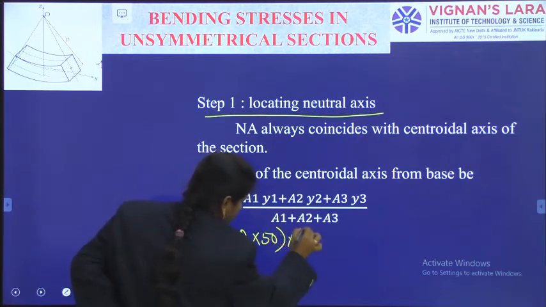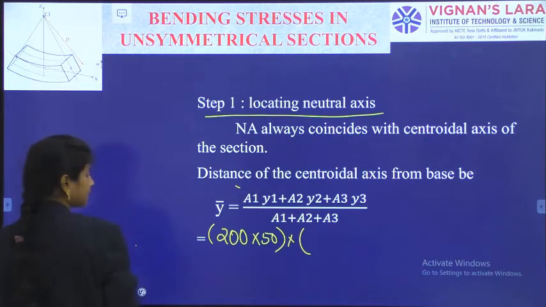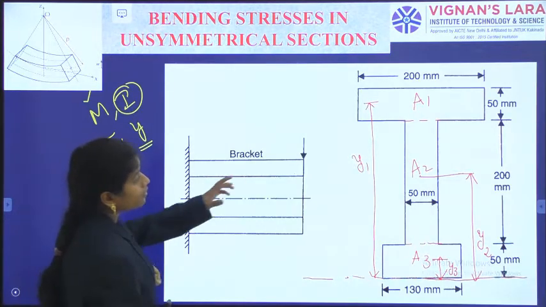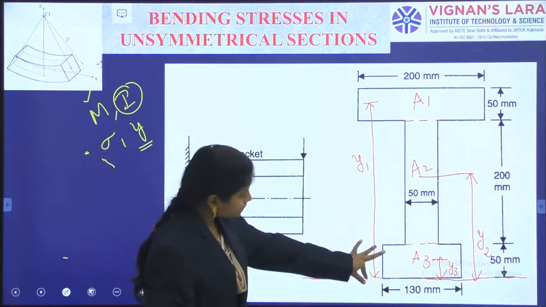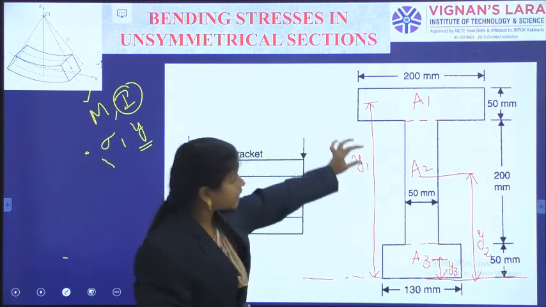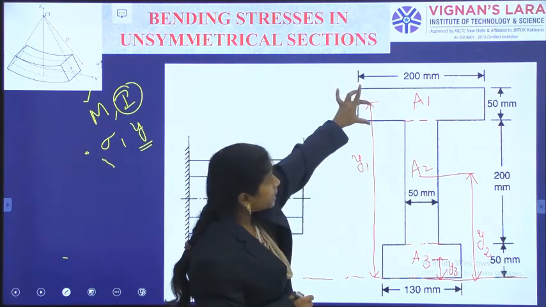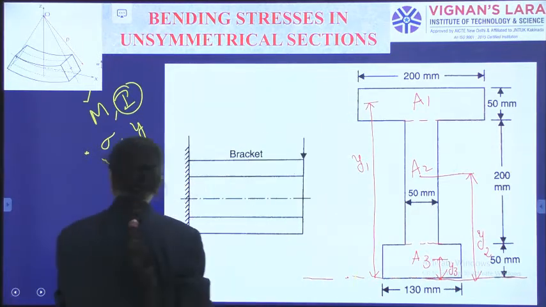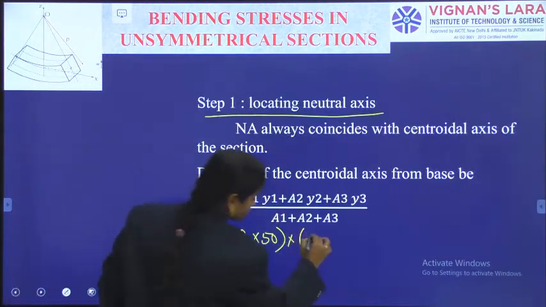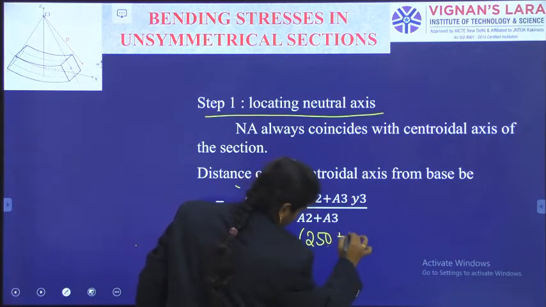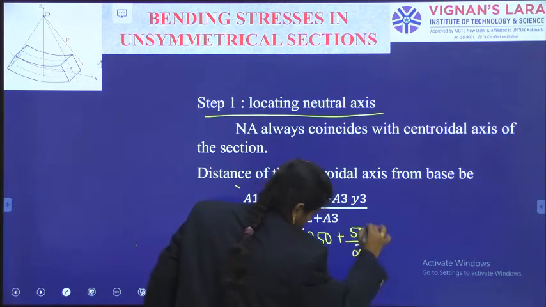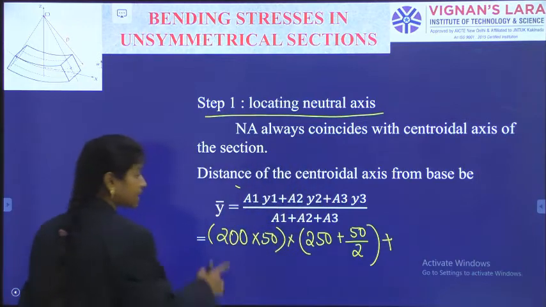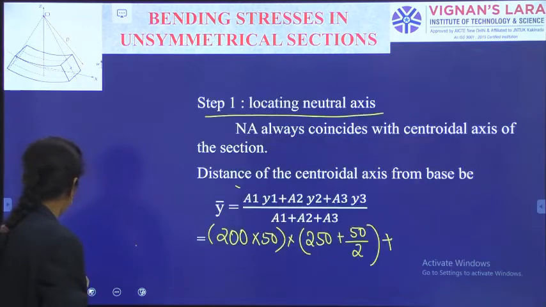And the corresponding Y1, how can we calculate? Y1 is equal to 50 plus 200, that is 250, and then the total 50 by 2. So 250 plus 25. And then the next segment is the A2 segment.